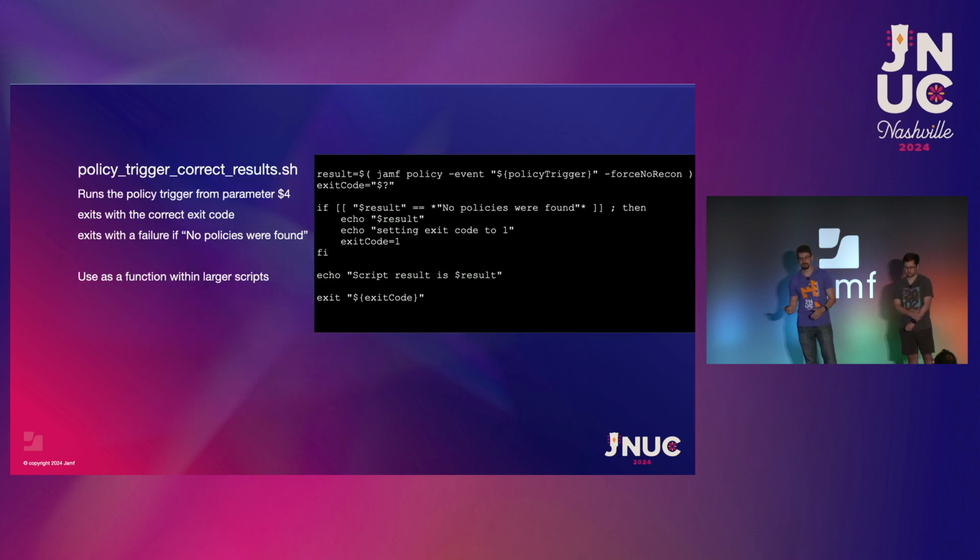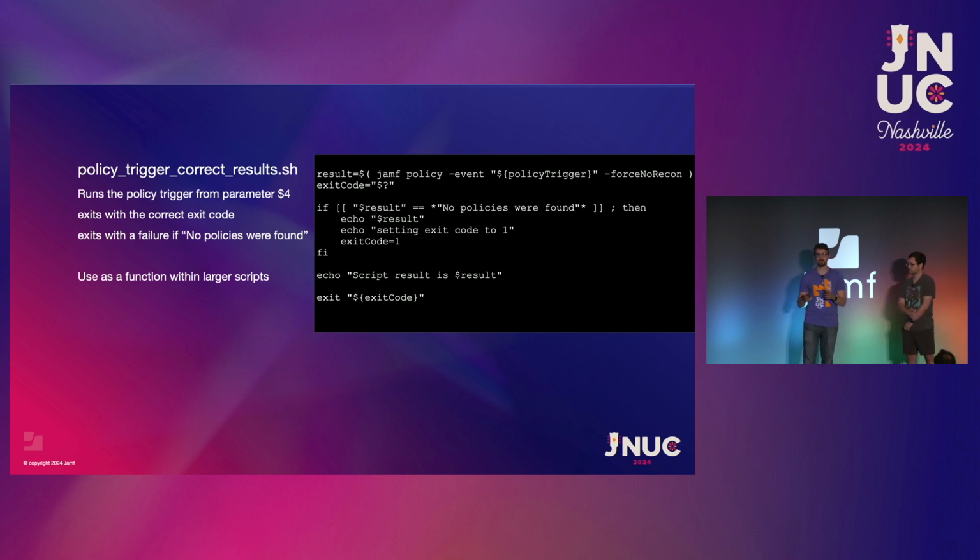So there's a script in our GitHub called Jamf policy trigger correct results. This script takes that custom trigger as a parameter. You just drop it in as parameter 4 in the script. It gets the exit code of the script and exits with that exit code. So if you do this, it will run those 11 times to keep retrying that policy when the policy fails.